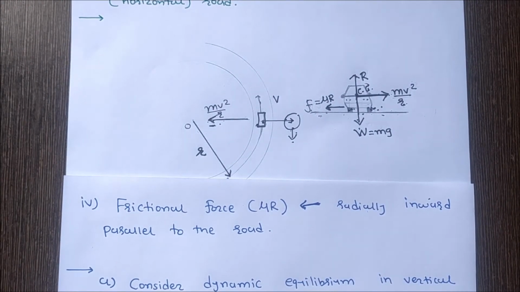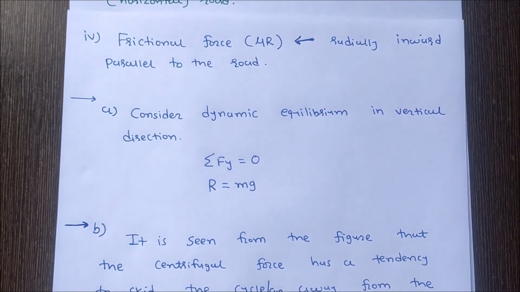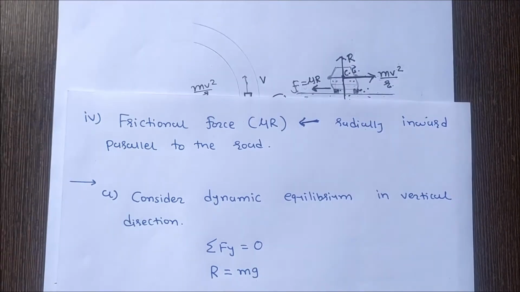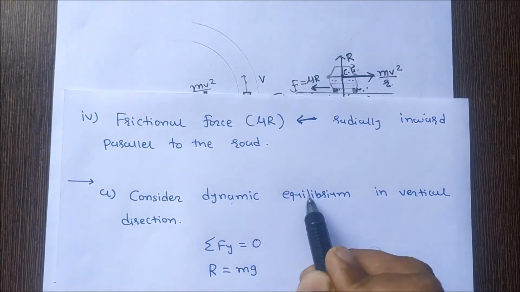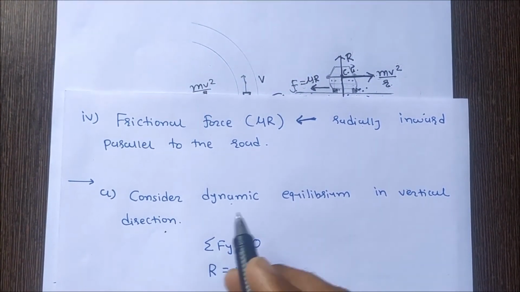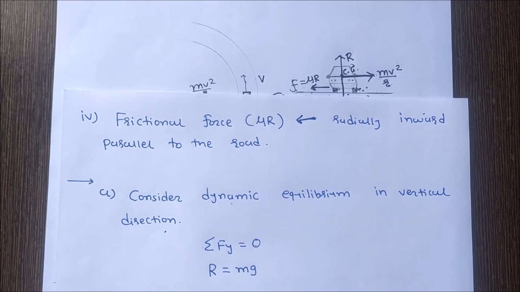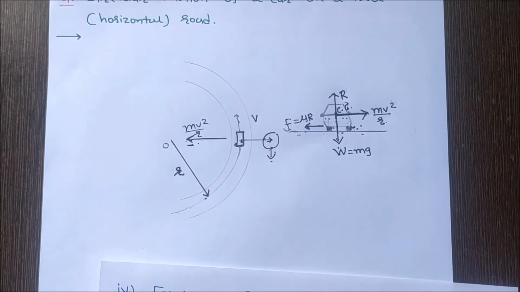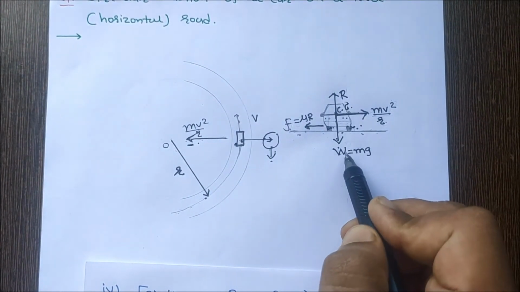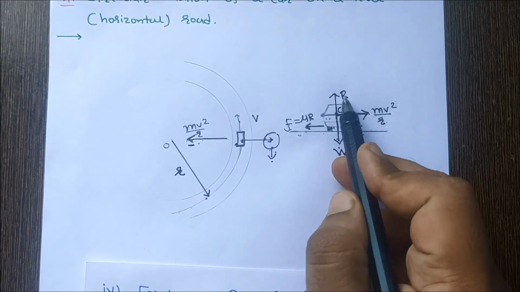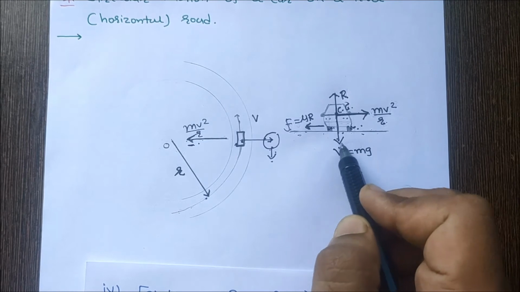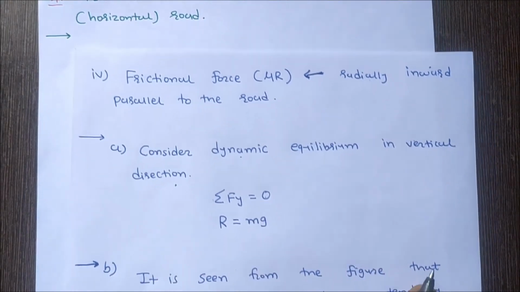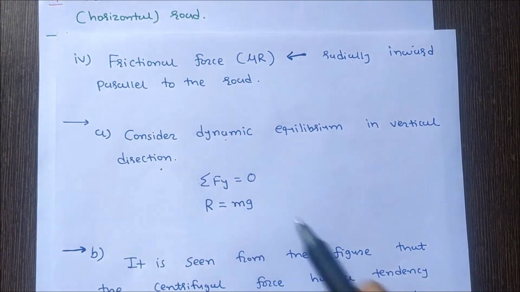So here, first we consider dynamic equilibrium in the vertical direction. What is the condition for dynamic equilibrium in the vertical direction? The algebraic summation of vertical forces is 0. That means upward force summation is equal to downward force summation. So the reaction acts upward, and the weight force acts in the downward direction. So the first condition is R is equal to mg.